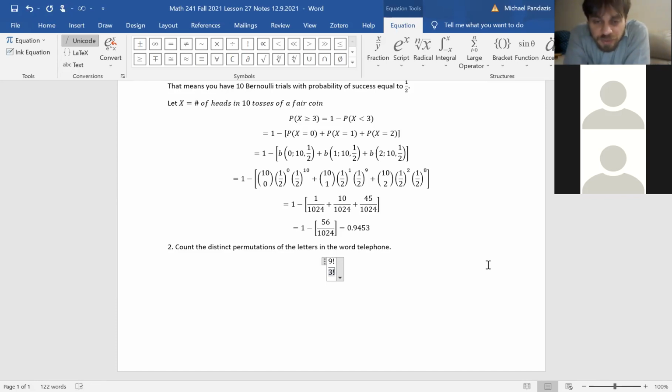And then we check if any of the letters repeated. T is not repeated, L is not repeated, P is not repeated, H is not repeated, O is not repeated, N is not repeated. That's the only one that's repeated. So the answer is 9 factorial divided by 3 factorial. So it's 9 times 8 times 7 times 6 times 5 times 4.